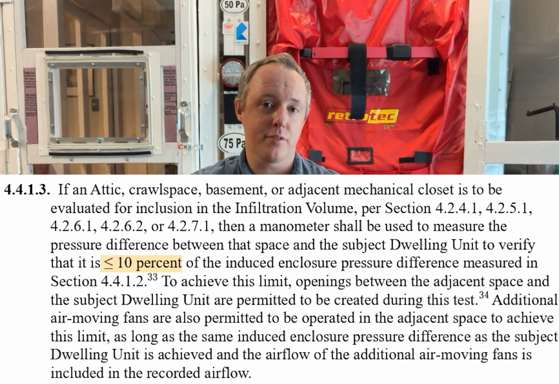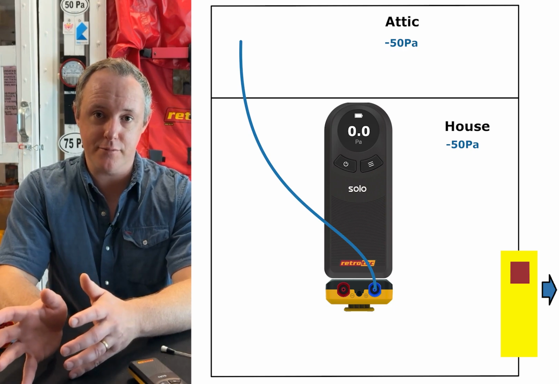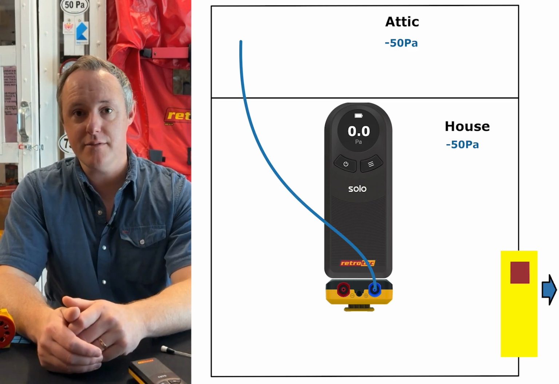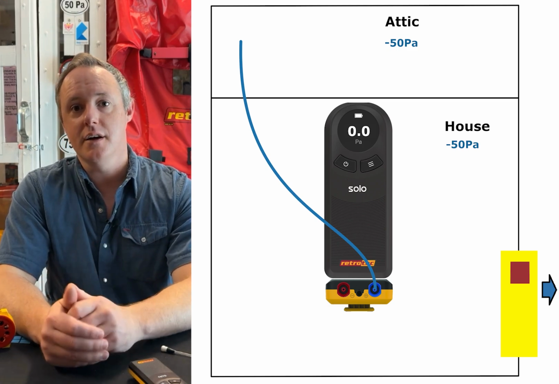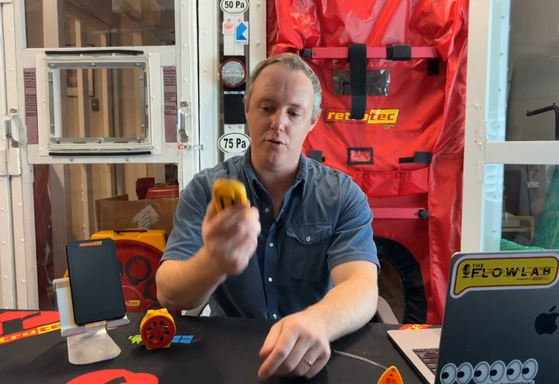So how do you check for that? What you'll do is you'll run your blower door fan. Let's just say you'll run it to 50 pascals or negative 50 pascals. And so if 50 is our target pressure that we're searching for and we get there, then to be within 10%, that attic space above can be no more than 5 pascals difference. And we can check that with another high resolution manometer. The Solo that we manufacture is a good low cost option to do that.